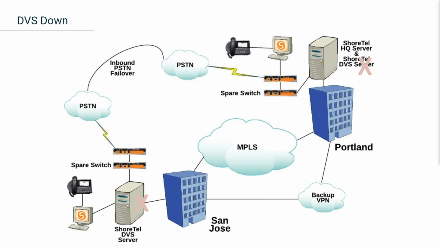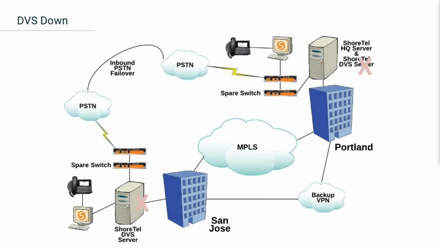So all auto attendant requests will be forwarded to the headquarters server, and all work groups will be routed to the backup destination. So every work group has a backup destination. Typically, we recommend setting that backup destination as a work group on the headquarters server or to a hunt group.